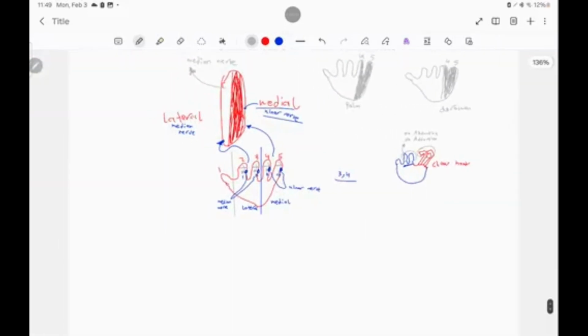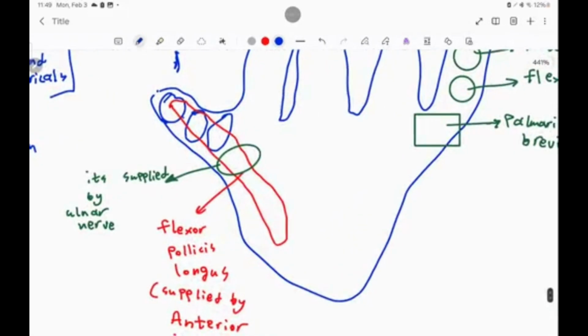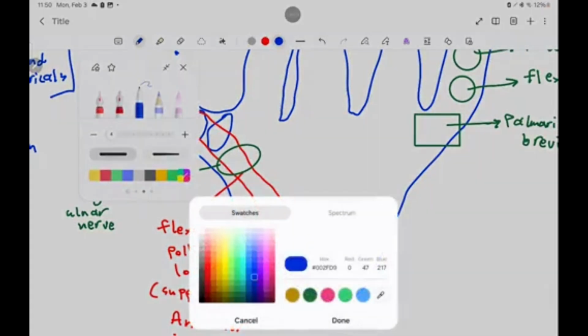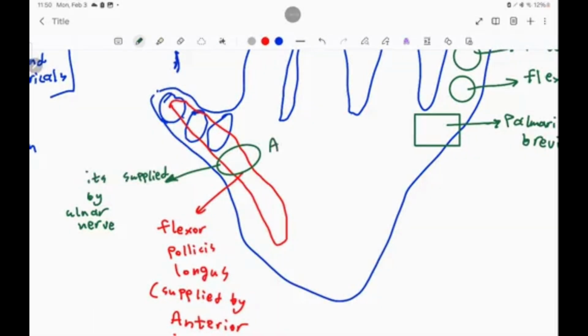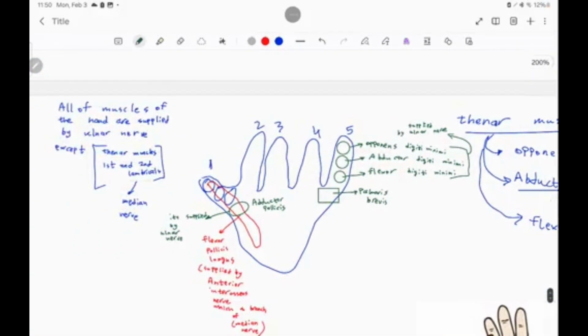What do we have also? We mentioned above about a muscle. What is its name? Adductor pollicis.